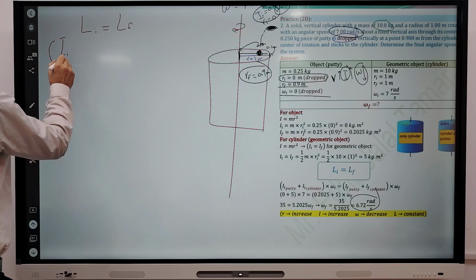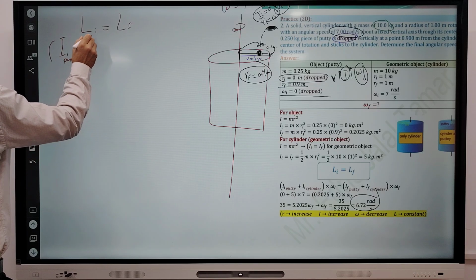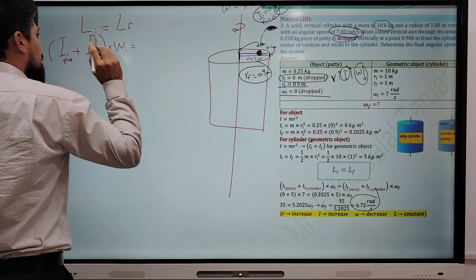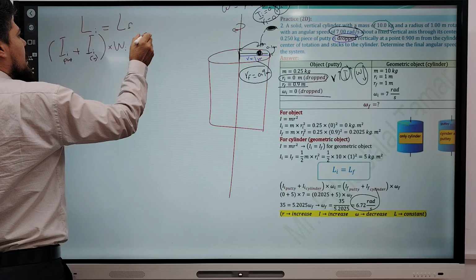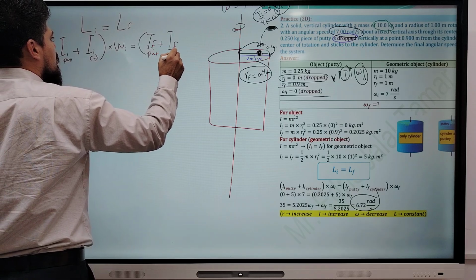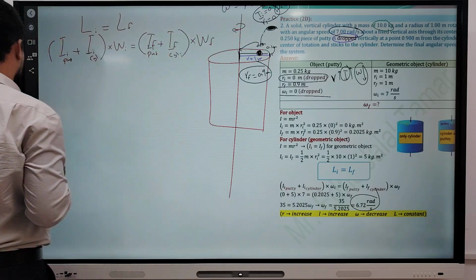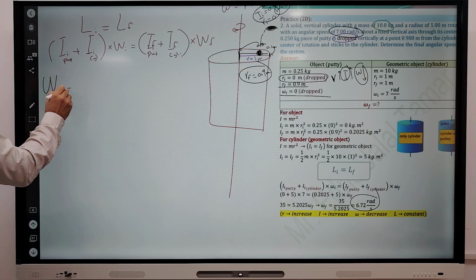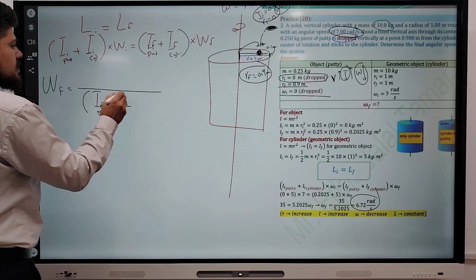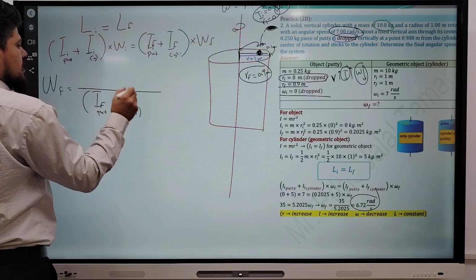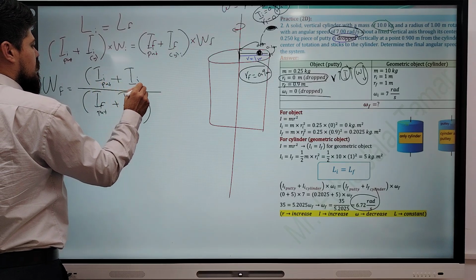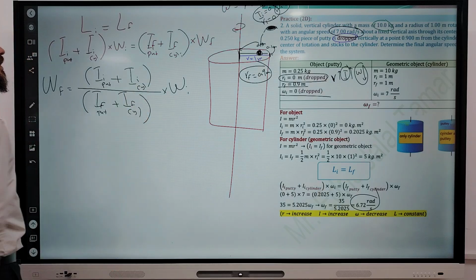I initial for the putty plus I initial for the cylinder, times omega initial, which was 7, equals I final for the putty plus I final for the cylinder, times omega final. What is unknown? This omega final is unknown.